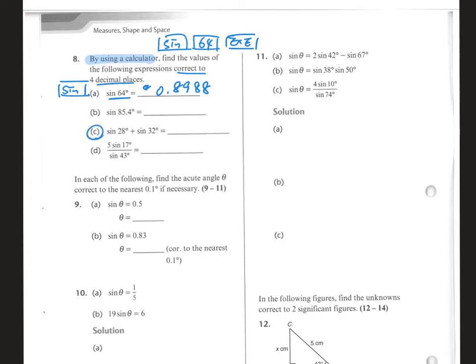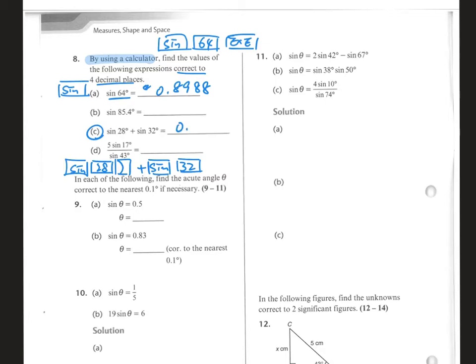For part C, because there are two expressions, you need to use the calculator very carefully. This time it should be sine 28. Remember to close the brackets because you need to add another expression. Then you enter the next one, sine 32, and because that's the end, you need to close the brackets. Now I check the result together with you.